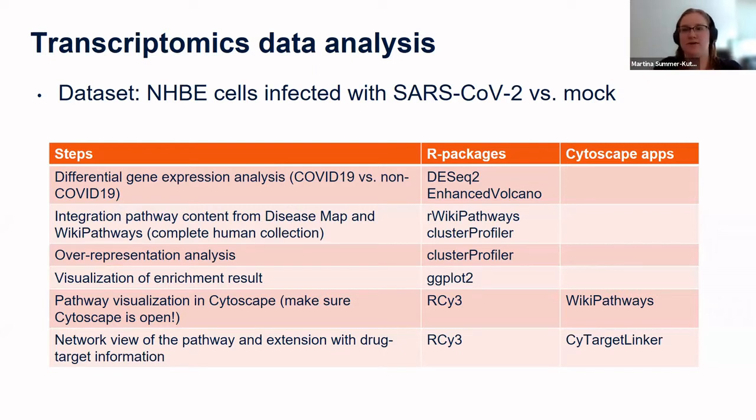And so we will use that data set to first do a differential gene expression analysis. So we will compare COVID-19 versus non-COVID-19 using certain R packages. Then we will integrate the pathway content from the disease map and WikiPathways. And then we do overrepresentation analysis. So the typical enrichment analysis. In theory, you can also replace this with other enrichment methods that's also described in the text in the script. We will then visualize this enrichment result to see, okay, which pathways of the COVID-19 map are actually enriched in our data set.